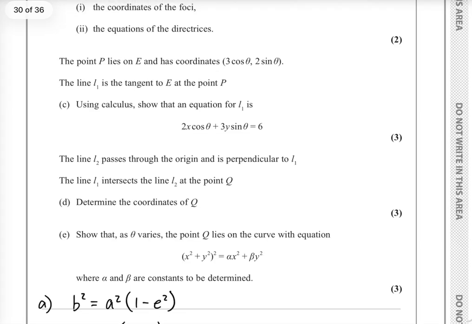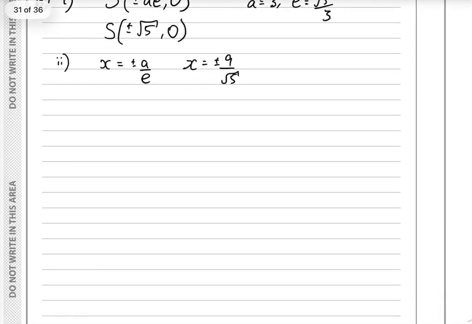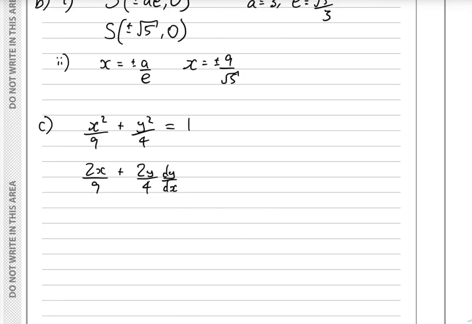The point P lies on E and has coordinates this. The line L1 is tangent to E at the point P. Using calculus, show that an equation for L1 is this. So starting with the equation, x squared over 9 plus y squared over 4 equals 1. Differentiate: 2x over 9 plus 2y over 4 dy by dx equals 0. Rearrange. dy by dx is equal to minus 2x over 9 times 2 over y, giving minus 4x over 9y.